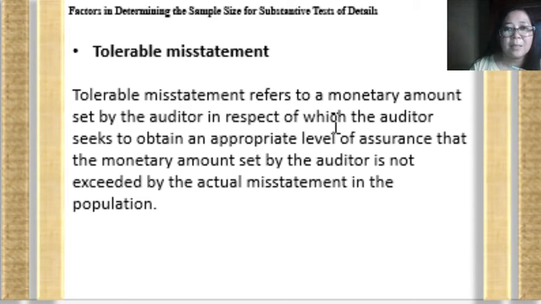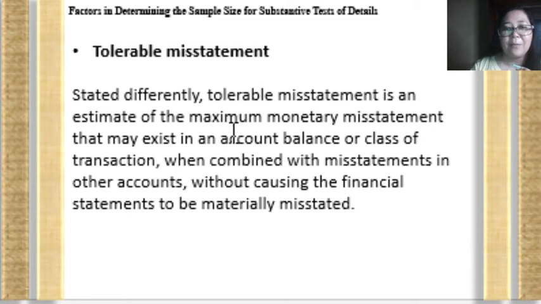Okay, so tolerable misstatement, this is the monetary amount set by the auditor in respect of which the auditor seeks to obtain an appropriate level of assurance that this amount does not exceed the actual misstatement in the population. Meaning, acceptable misstatement. Stated differently, tolerable misstatement is an estimate of the maximum monetary misstatement in the account balance or class of transactions which, if combined with misstatements in other accounts, would not cause the FS to be materially misstated. So this is still the acceptable tolerable misstatement.